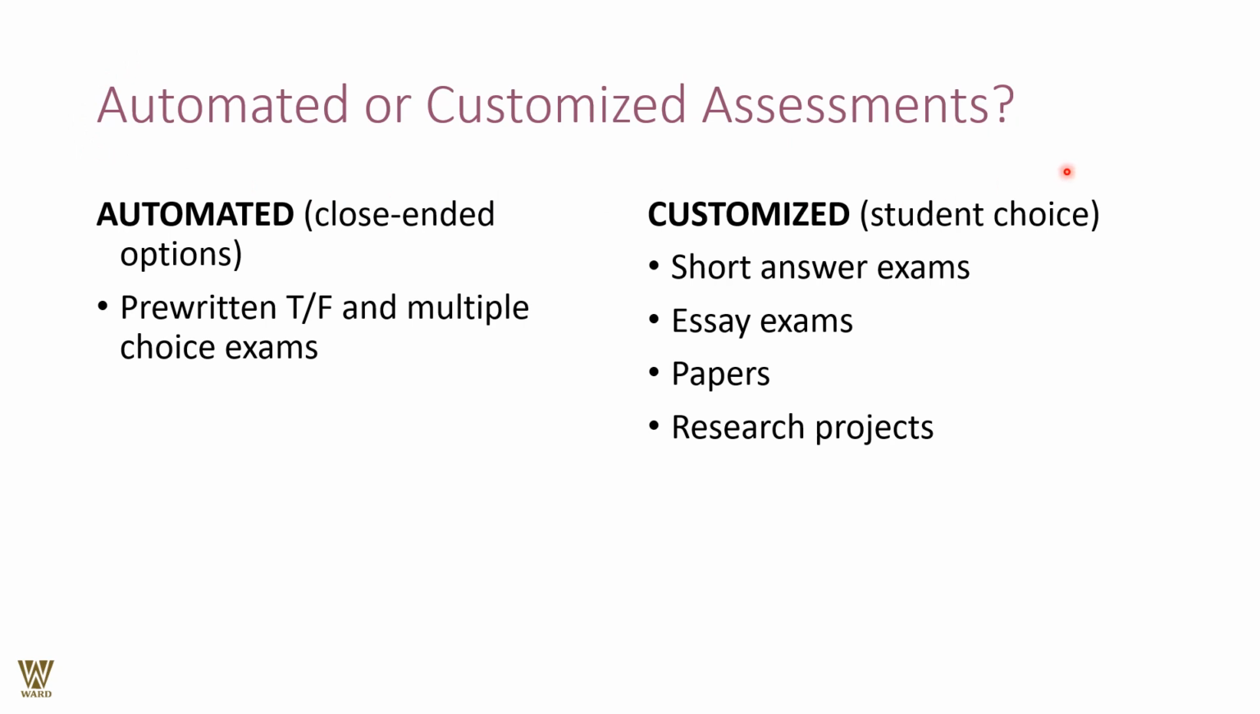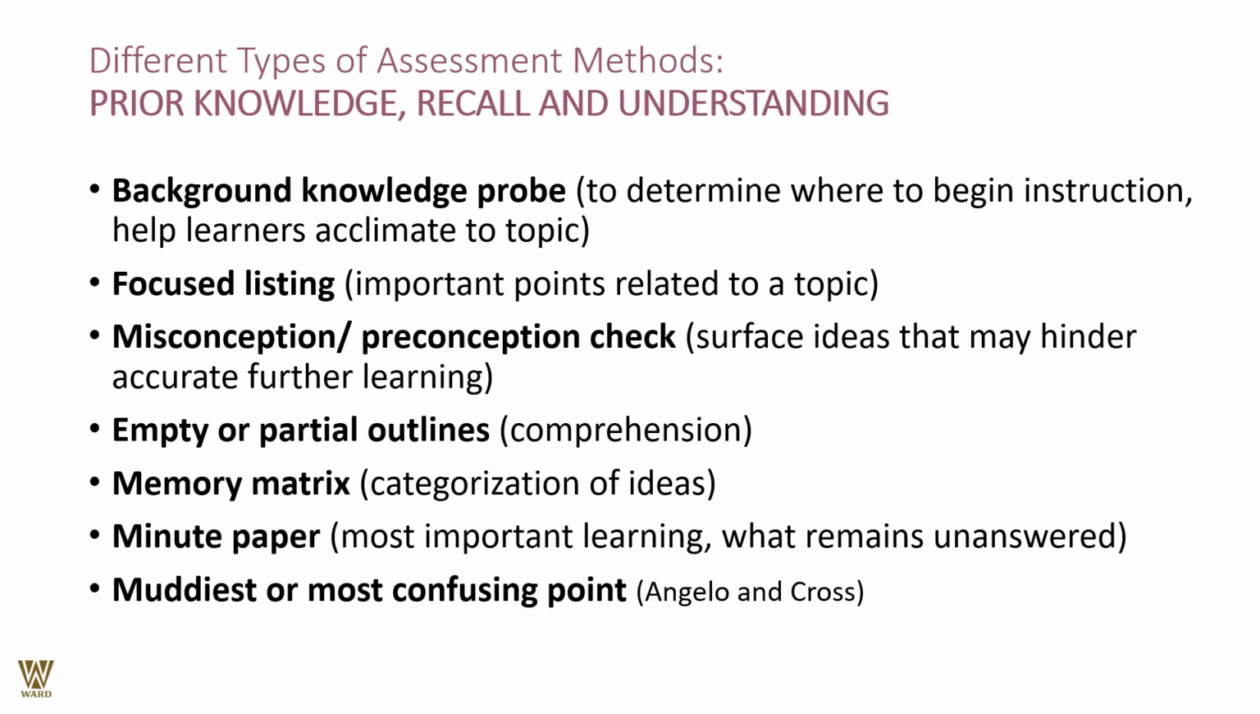Next comes automated or customized assessment. Let me talk about the automated or closed ended: A, B, C, D, you have four alternatives to answer. Yes or no, answer it. Pre-written true or false, or MCQs, as the case might be. Customized is where there is student choice around it. It is all about short answer questions, essay questions, papers, research projects, as the case might be.